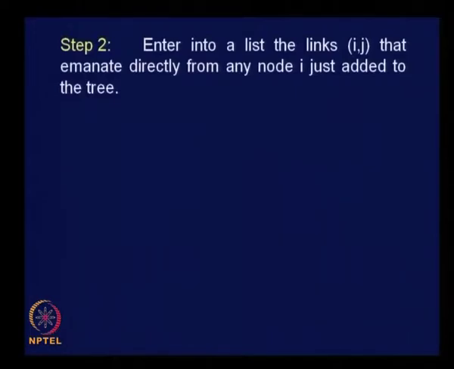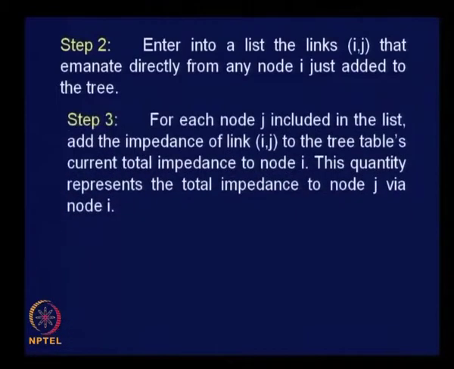Next, enter into a list the links ij that emanate directly from any node I just added to the tree. In this case, we can treat I as node 1, is it not, and we are interested in ij, all the nodes connected to node 1. Which node is connected to node 1? Node 6, if you recall. Node 6 is directly connected to node 1, right.